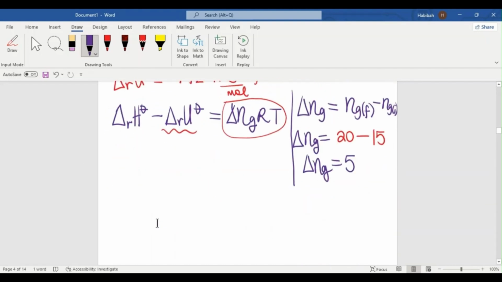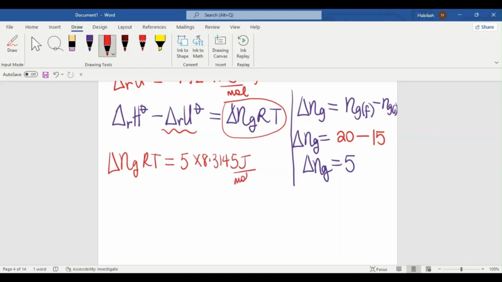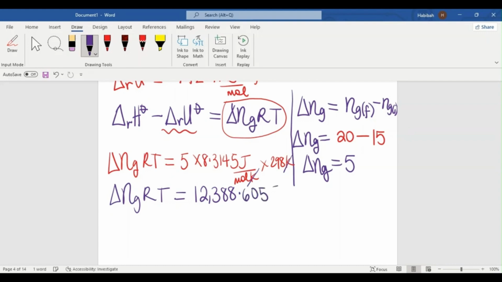So we have that, okay? So now we're going to just determine all of this. That will be the change in the number of gases times RT, which equals 5 times 8.3145 joule per mole Kelvin times the temperature, which is 298 Kelvins. Basically, you cancel out Kelvins. So you have 8.3145 times 298 times 5, which would give you 12,388.605 joule per mole. So that's basically going to be the answer to this. So yeah, that's basically it.